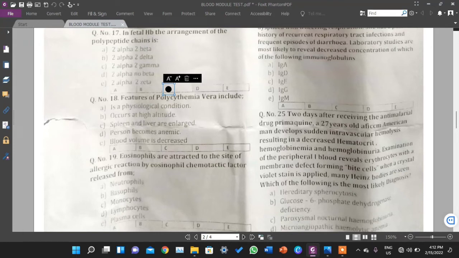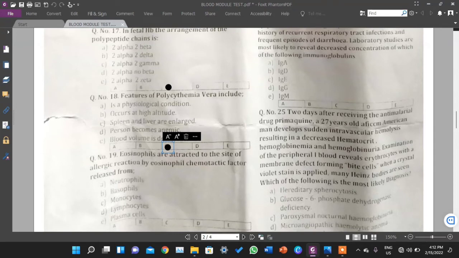So it's going to be option C, because polycythemia vera, or primary polycythemia, is not a physiological condition and is not caused by high altitude. That is the case in secondary polycythemia, while the increase in the number of RBCs can cause the spleen and liver to be enlarged, causing hepatosplenomegaly.